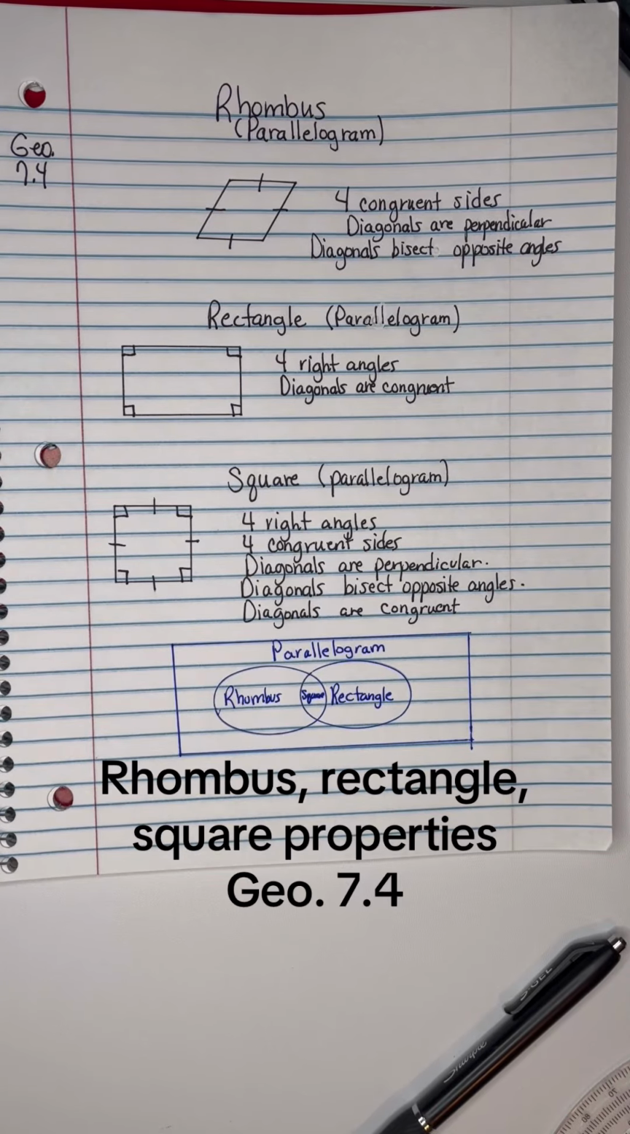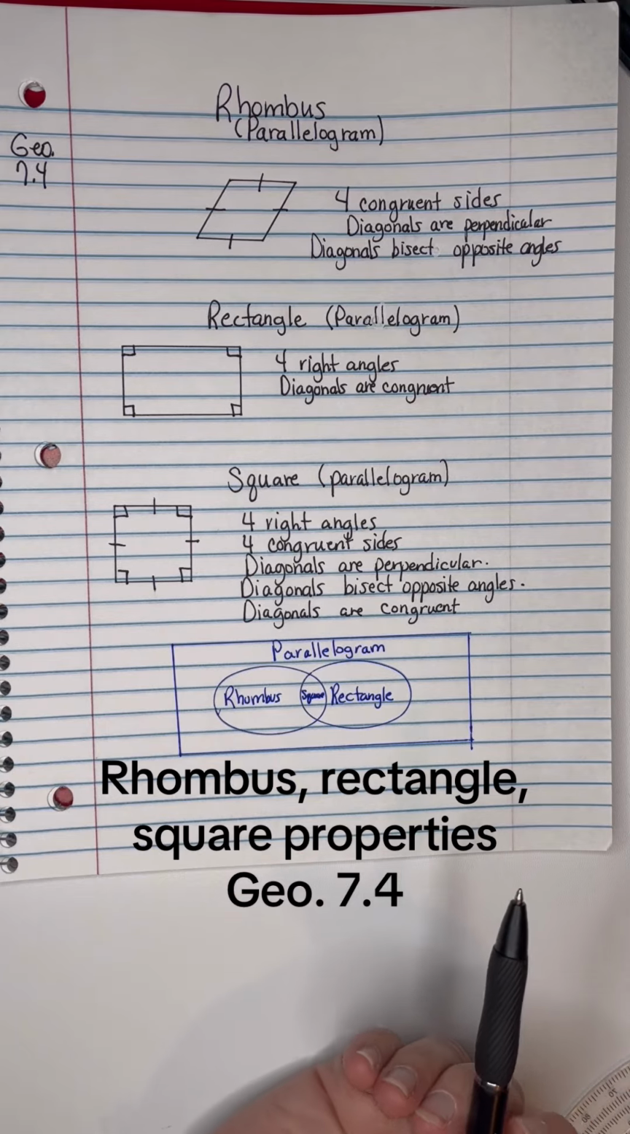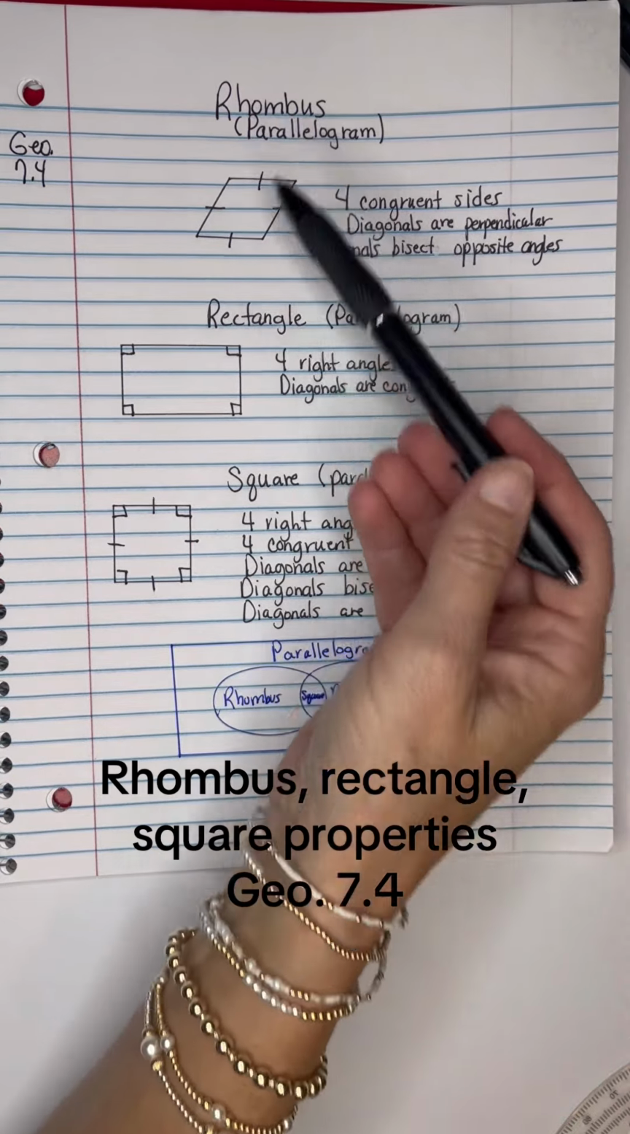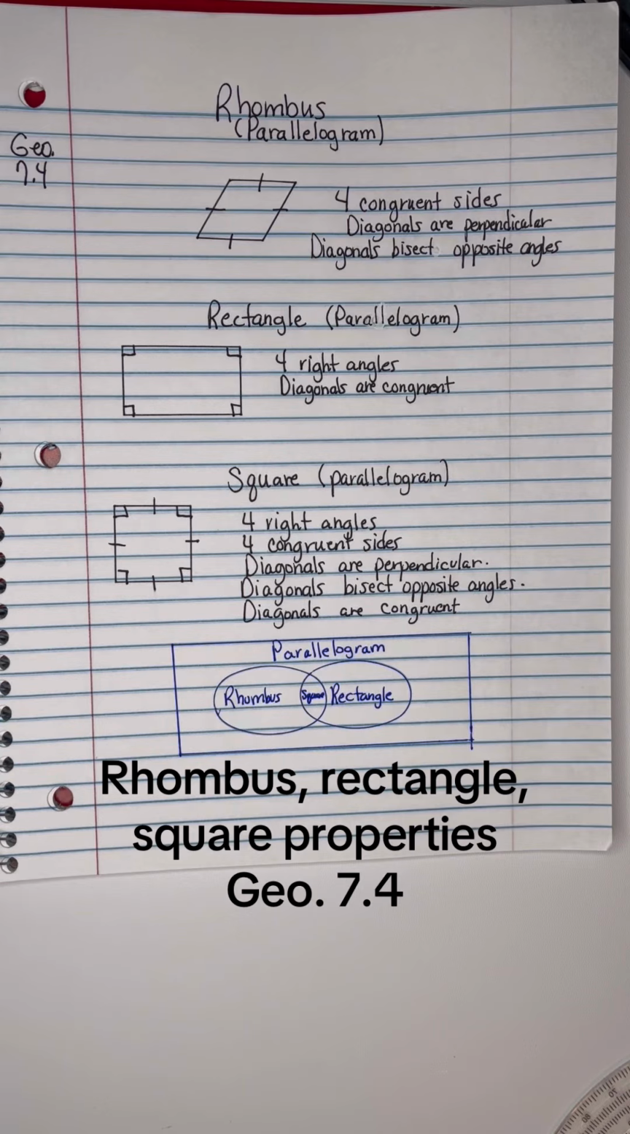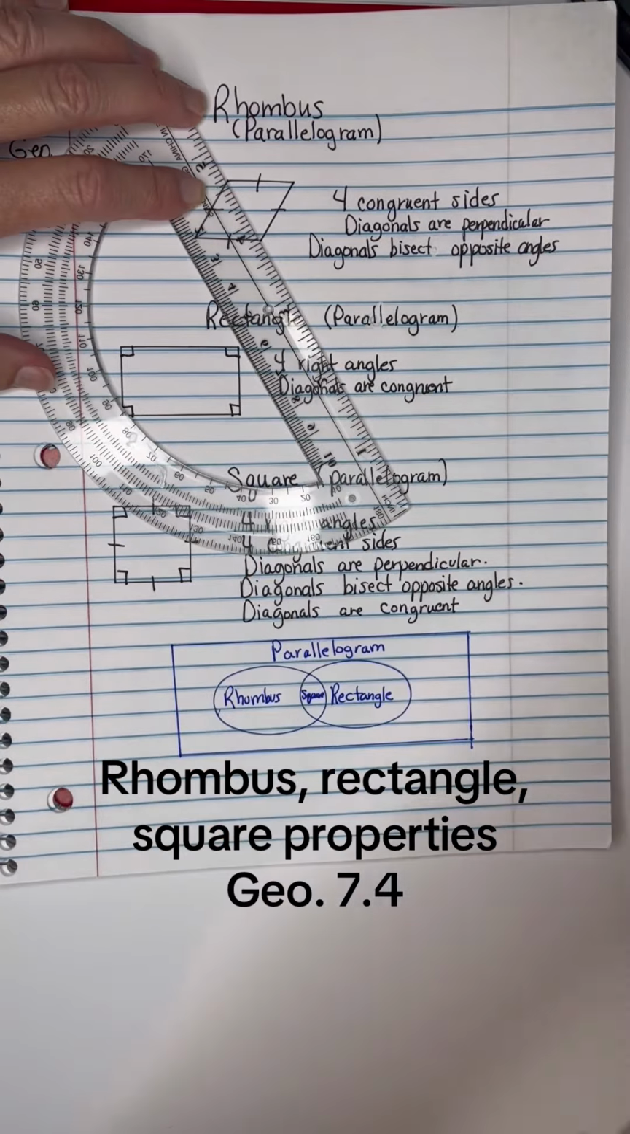Let's talk about some properties of some special parallelograms. There are three that we're going to study: a rhombus, a rectangle, and a square. Now, if it is a rhombus, you're going to have 4 congruent sides. The angles are not going to be 90 degrees. And the diagonals will be perpendicular.